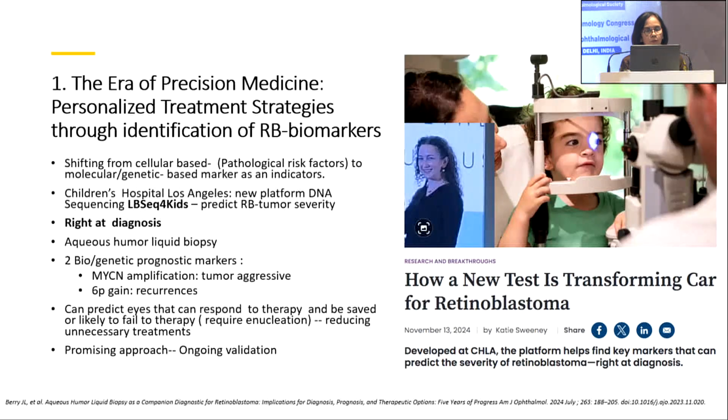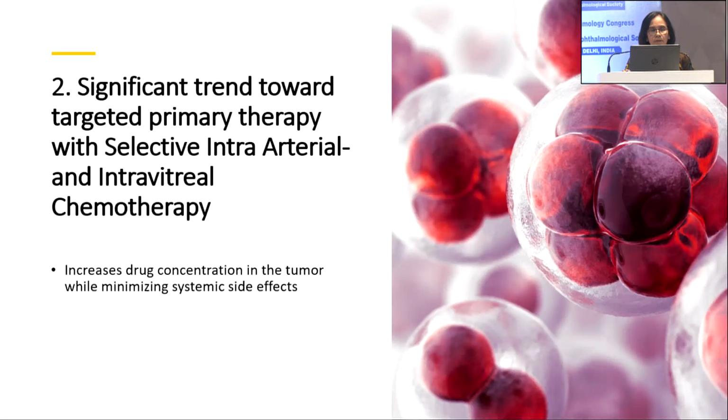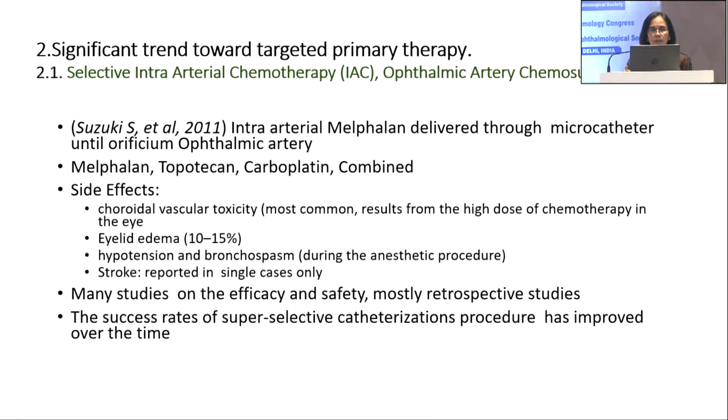So this is very useful, as it can predict which eyes can respond to the therapy and be safe, or are likely to fail the treatment and require enucleation. So this is reducing unnecessary treatment. But nevertheless, although this is a promising approach, ongoing validation is still required. The second point to note is a significant trend toward targeted primary therapy with selective IAC and intravitreal chemotherapy. The goal is to increase the drug concentration in the tumor while minimizing the systemic side effects.